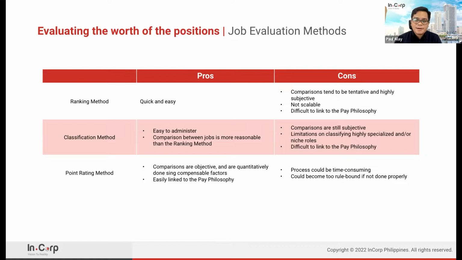So the last sample of the method that's very common would be the point rating method. The more traditional way of calling it would be the Hay method. So this method is a bit more objective compared to the first two, because you'd be comparing positions not just very subjectively, but you'd actually come up with compensable factors, or weights for the compensable factors, and then rating these according to these compensable factors.